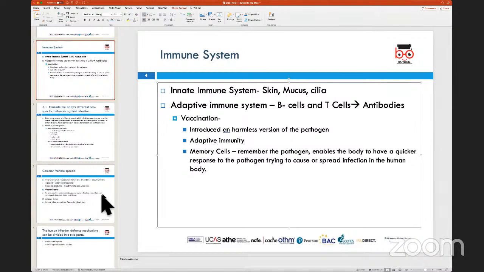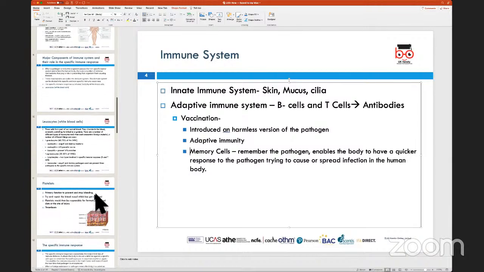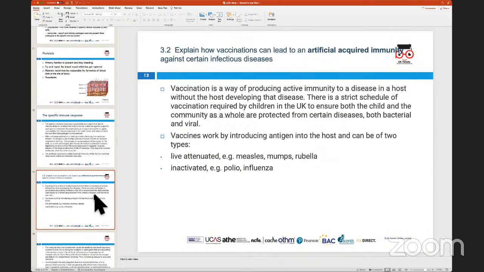Within adaptive immunity, sometimes the human body needs to be given an inactive version of the virus or bacteria for the body to be able to generate memory cells. If the human body is exposed to that virus or that bacterium, it will produce what are called antibodies. Antibodies will produce B and T cells, and these would then stop the spread of infection or neutralize the pathogen which has entered the body.